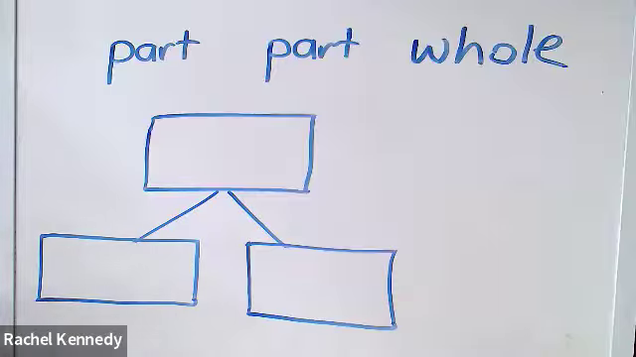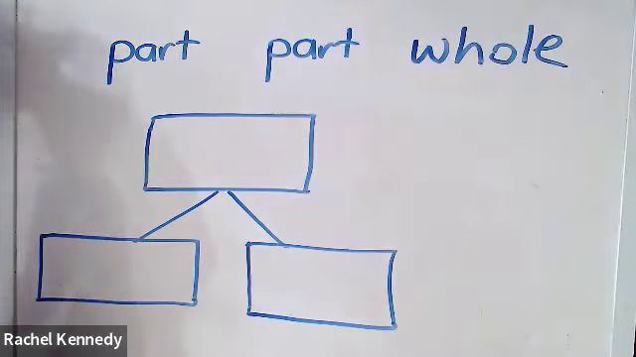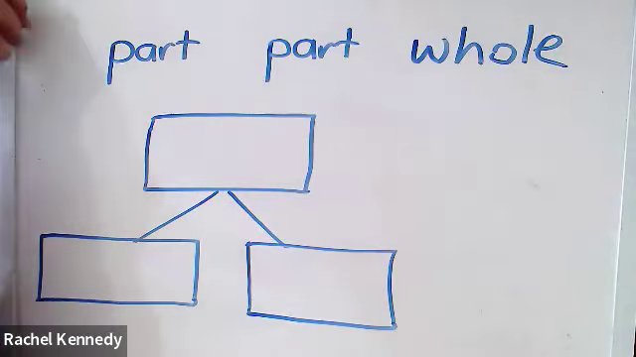All right, so the big thing that we're going to talk about in this is part, whole. It's really important when kids are trying to look at the relationship between subtraction and addition, they understand that the parts and the whole are all leading to the same number. So let's take an example of 7.